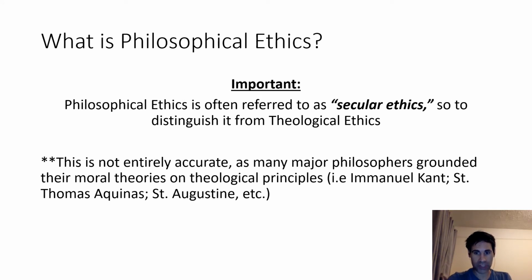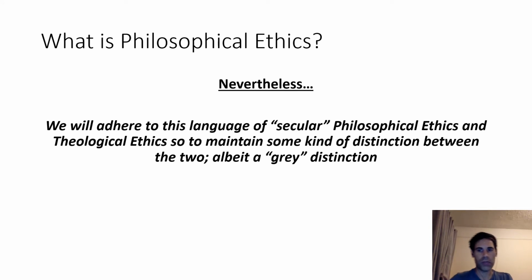Now this is very important, so put like a star or a unicorn or something on this slide. Philosophical ethics is often referred to as secular ethics, so to distinguish it from theological ethics. Now, this is not entirely accurate because many major philosophers grounded their moral theories on theological principles. People like Immanuel Kant, Roman Catholic theologians and ethicists like St. Thomas Aquinas and St. Augustine. So there were some philosophers who considered themselves to be religious and grounded their philosophical theories on theology. But nevertheless, we will adhere to this language of secular philosophical ethics and theological ethics, so to maintain some kind of distinction between the two, albeit a great distinction.